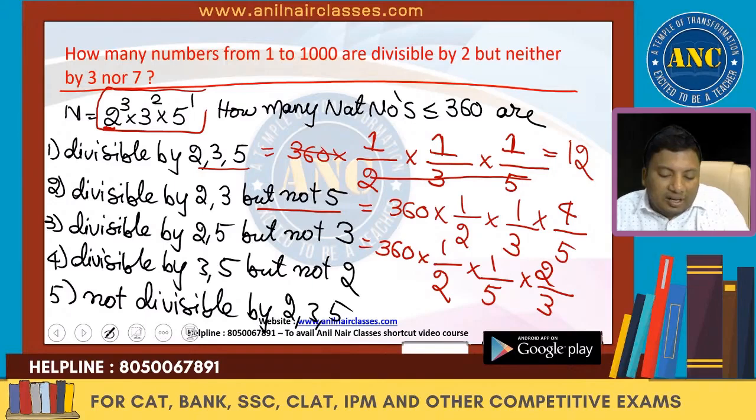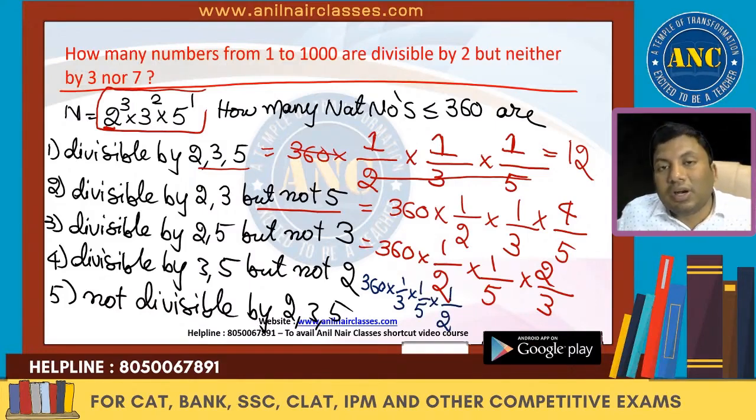How many numbers are divisible by 3 but not by 2 and 5? Out of every 3 numbers, 1 number is divisible. Out of every 5, 1 number is divisible. Out of every 2, 1 number will be divisible, and not divisible is 1 by 2. Not divisible by 2, 3, 5.